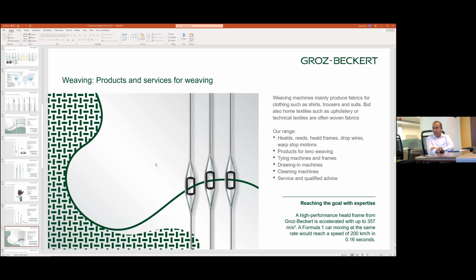In weaving, we have a wide range of products, and we are making heddle reeds, heddle frames, drop wires, and warp stop motions. We do offer leno weave solutions. We are making tying machines and frames, and this is one of the best and most promising products in our kitty. We have recently come with the latest drawing-in machines, and these machines are available for inspection in India. So recently we have started our showroom in Ichalkaranji, and customers can go and see this.